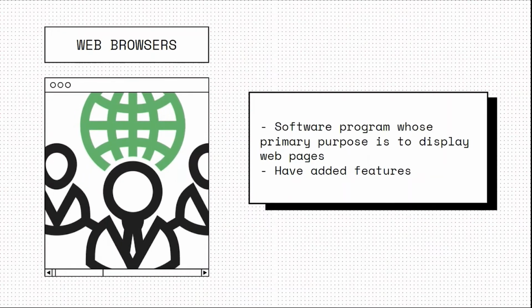Now we come to the last section of the web: the web browser. A web browser is a software program whose primary purpose is to display web pages. Browsers also have added features, such as email and news groups.